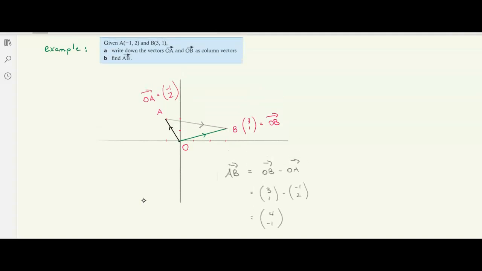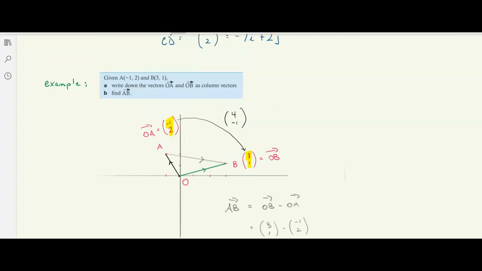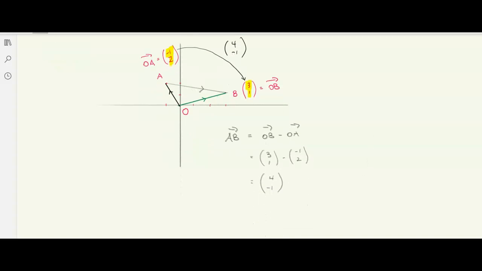Let's just see if that looks about right. We're going 4 across and 1 down, so that looks good. The other way you can think of this, perhaps more intuitively, is to think, okay, I'm going from A to B, so I'm going from negative 1 to 3. So that journey from negative 1 to 3 is an increase of 4, and the journey from 2 to 1 is a journey of negative 1. So you can think of it in a more intuitive way like so, but that's going to be our vector AB.